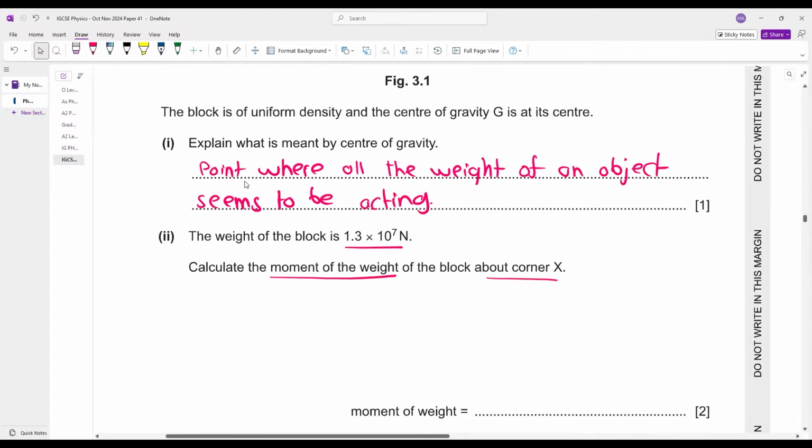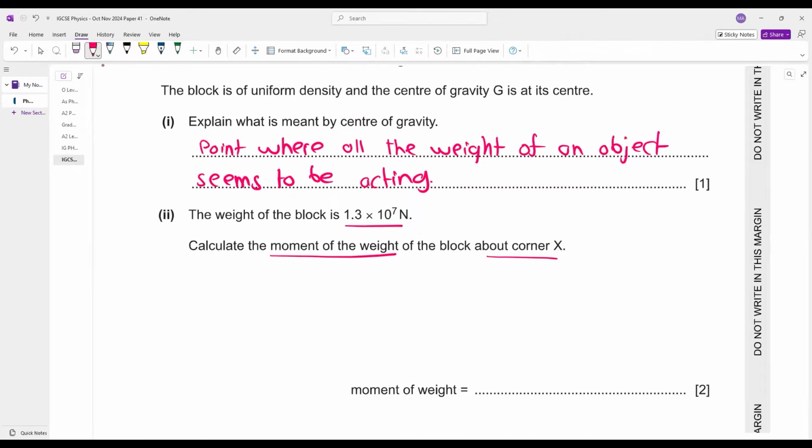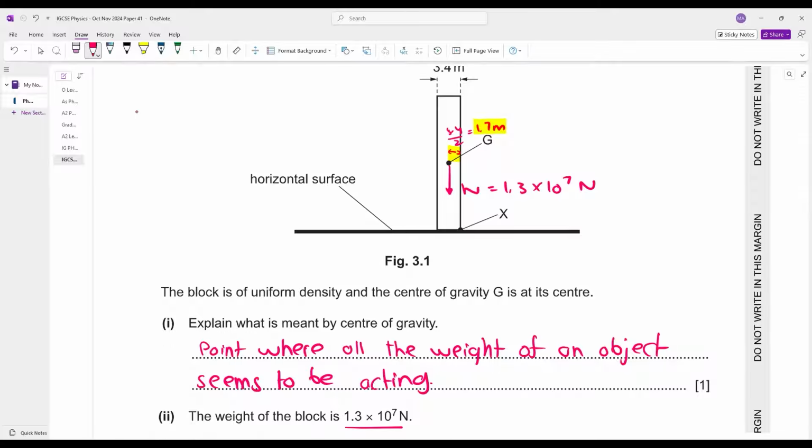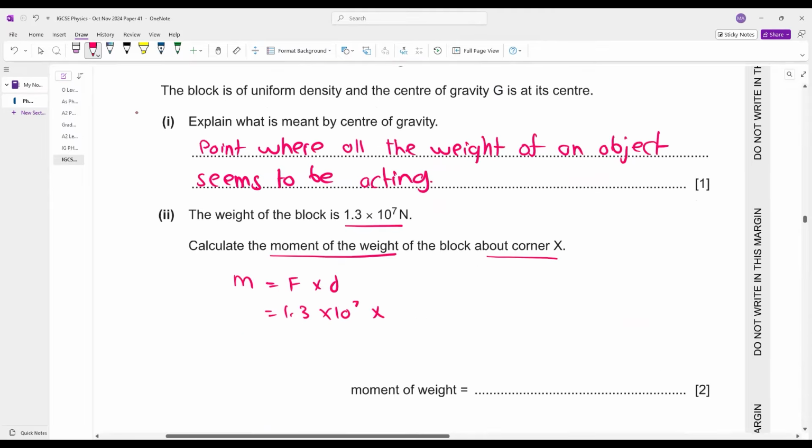Can you calculate the moment? Moment अभी पढ़ाया था is equal to force into distance. Force क्या है, 1.3 into 10 raised to the power of 7. What is the perpendicular distance between the force and the pivot? That is 1.7 meters. Multiply कर दो.